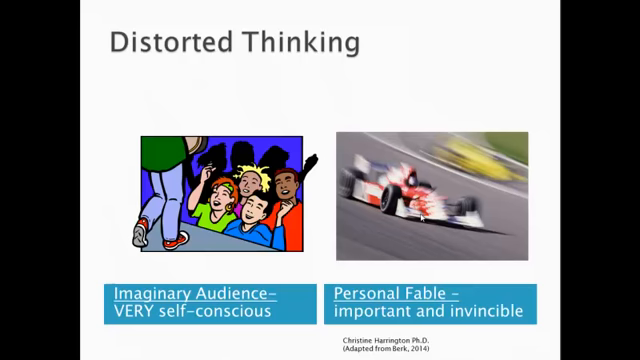Now, there are still some problems with thinking, and it is very common for adolescents to engage in distorted thinking. And here are a couple of examples of the distorted thinking that's fairly universal across adolescents. One is the imaginary audience. Most adolescents think that everyone is looking at them. So that makes them be very self-conscious. So, if you make one wrong step, everyone in the school is going to notice.